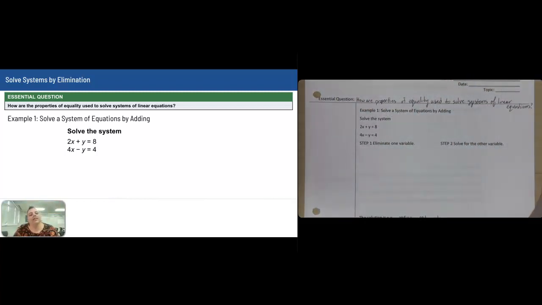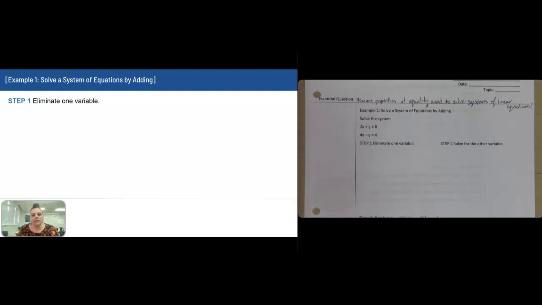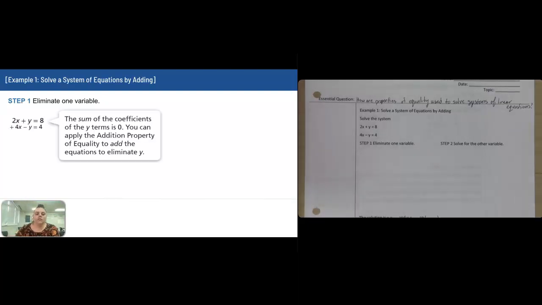In example 1, we are going to solve this system of equations by adding. So we have 2x plus y equals 8 and 4x minus y equals 4. The first thing we'll do is eliminate one variable. We'll do this by noticing that the sum, or adding, the coefficients of y is 0. We have positive y and negative y. If I add those together, I get 0. So you can apply the addition property of equality to essentially add the equations to eliminate y.